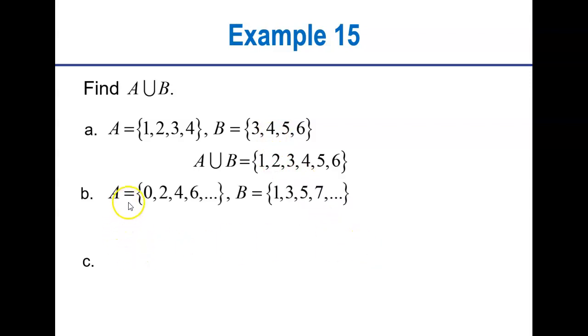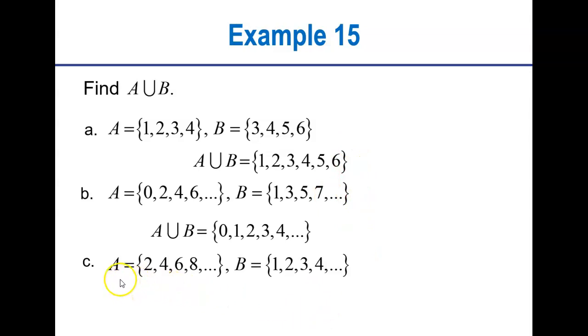Now let's take a look at this set. Now we have the set A, which is 0, 2, 4, 6. Set B is 1, 3, 5, 7. So these are, the set A is 0 and the even values, and B is all the odd numbers. But when you talk about union, you're going to include all of them. So therefore, you're going to have A union B is equal to 0, 1, 2, 3, 4, and then continues on and on.